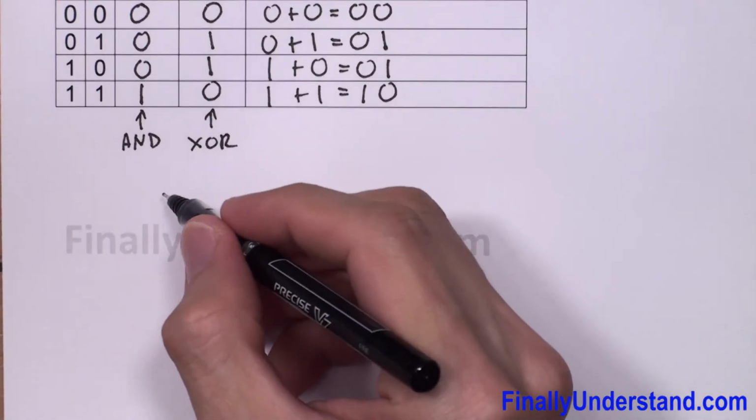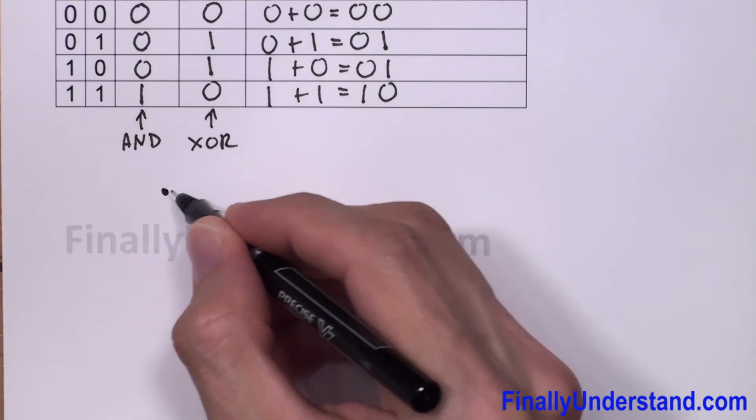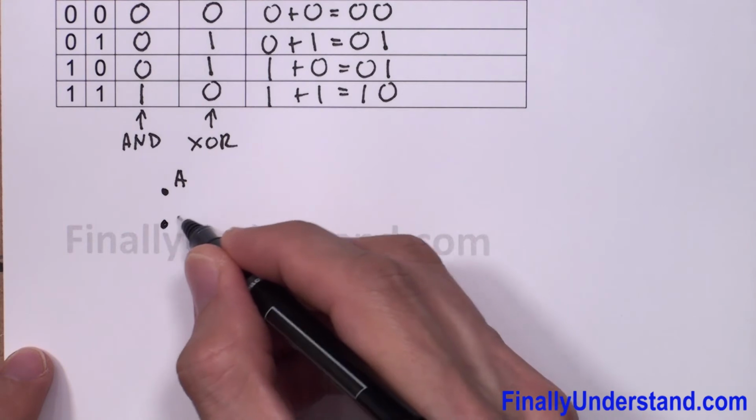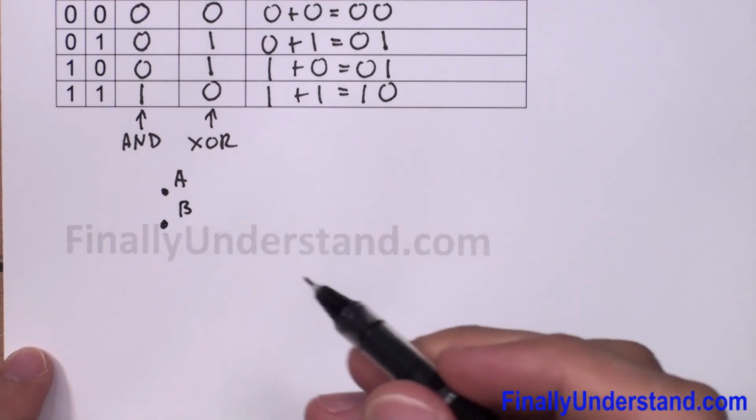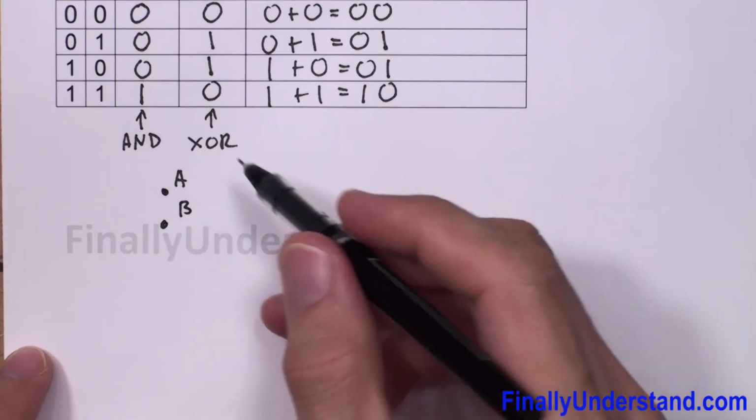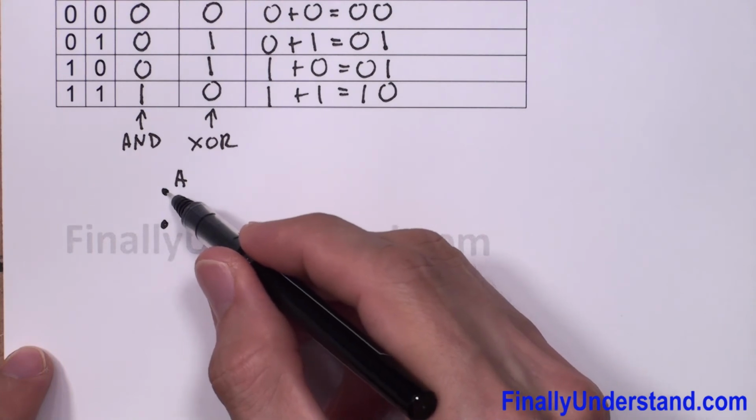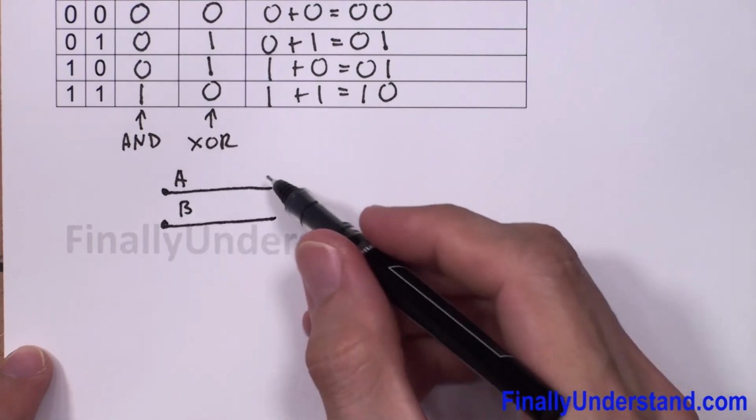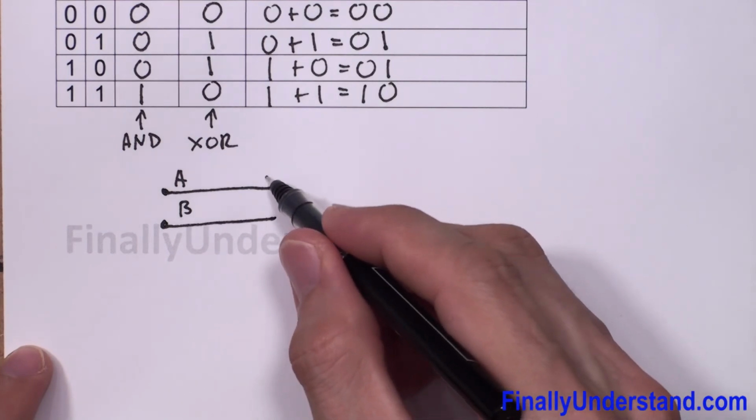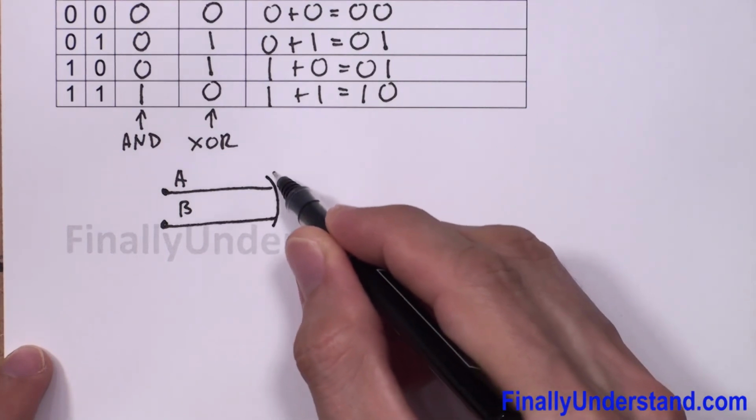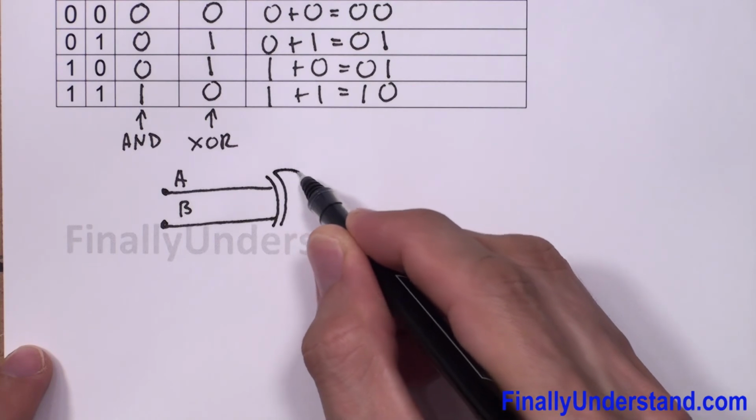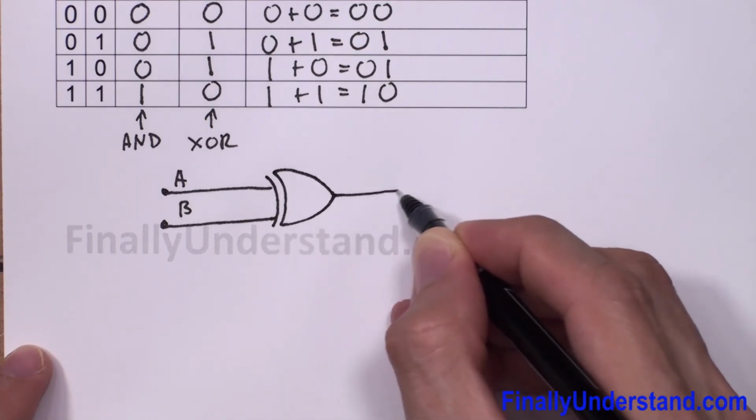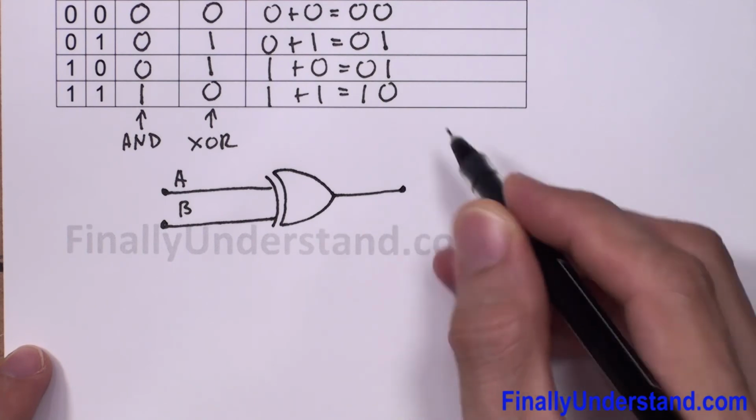Okay, so as we said earlier, we have two inputs. We have input A and we have input B. Okay, we have two inputs. Now we have these two inputs connected to the exclusive OR gate. Okay, so I have my exclusive OR gate, and the output of the exclusive OR gate is going to be my terminal called the sum.